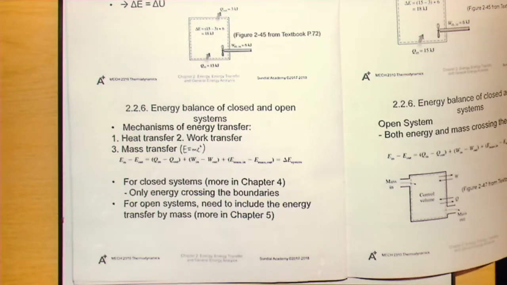For a closed system, only energy crosses the boundaries, so only heat and work are involved in the energy interactions. But for an open system, we also need to include the energy transfer by mass. The figure below shows an example of open and closed systems.